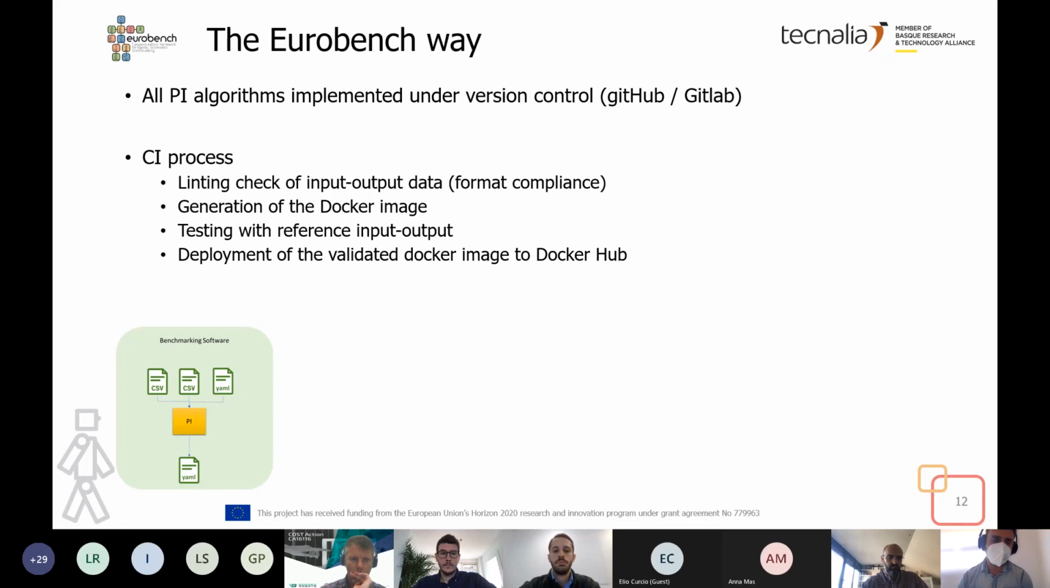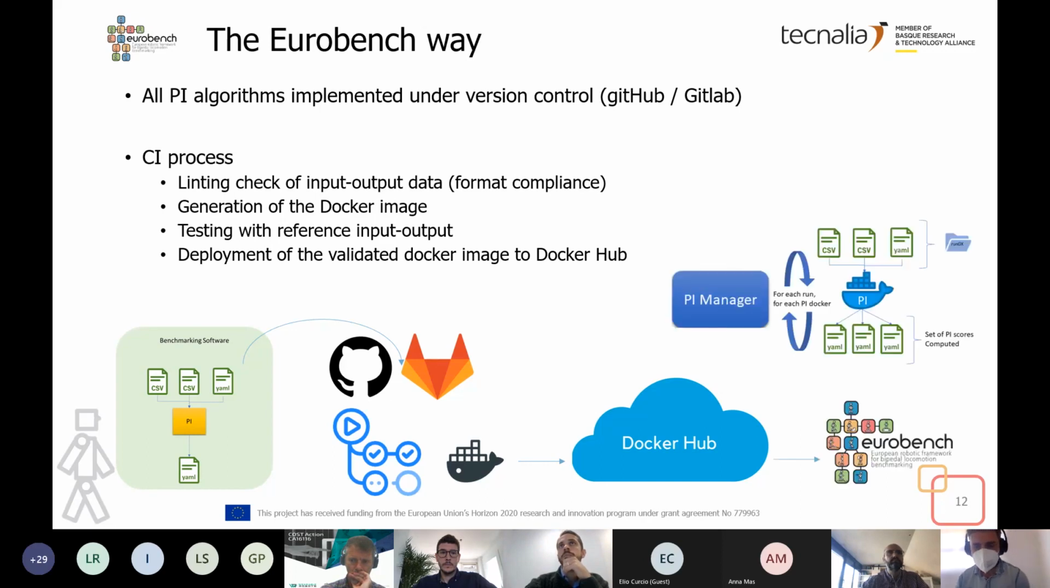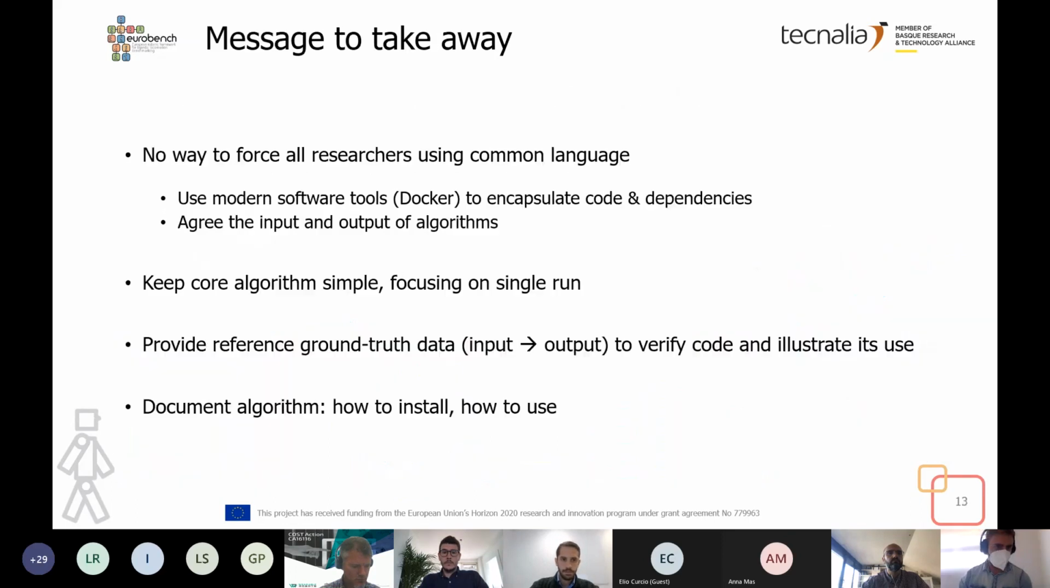So if some modification is done in the algorithm and you see that the expected output is affected, you see that you have touched something that has to be corrected, and we also use it to push the images we generate to the Docker Hub. That is a kind of cloud where you put the images and you can then get them, and the EUROBENCH platform gets them, and a component in it called the PI manager calls them as many times as needed, depending on the conditions, the subject that participates in the experiments, and other issues.